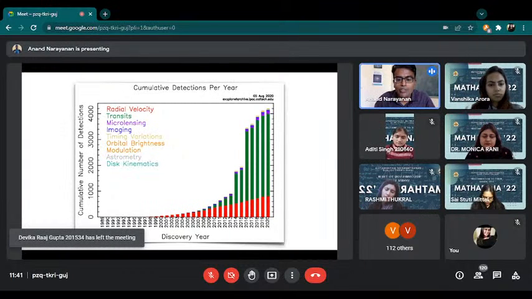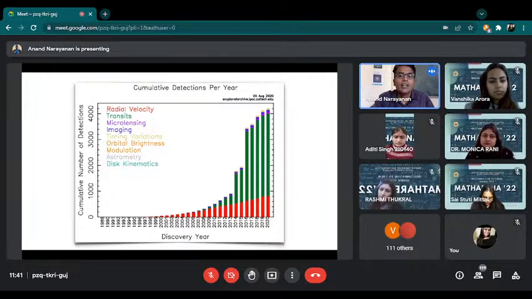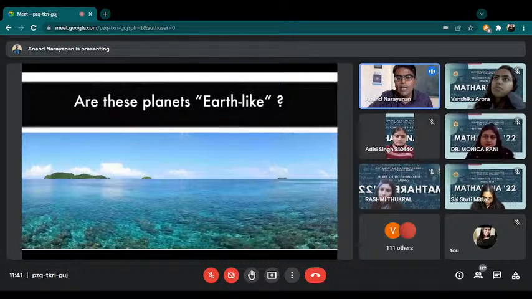This histogram plot shows the number of extrasolar planets discovered every year. It's a cumulative histogram, so every year, whatever number of planets is discovered gets added to the next year. In 2020, this is a bit old, about a year-old plot, you can see that the number is more than 4,000, and that number is increasing. Every day, new extrasolar planets are being discovered around stars in our own galaxy, the Milky Way.